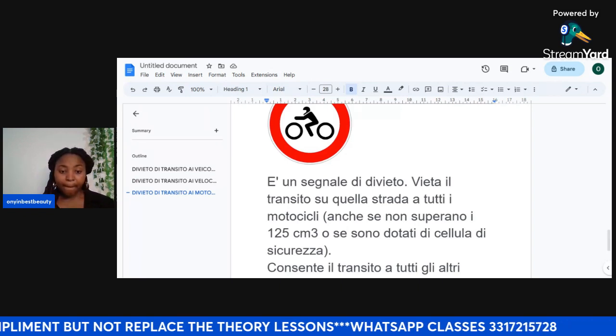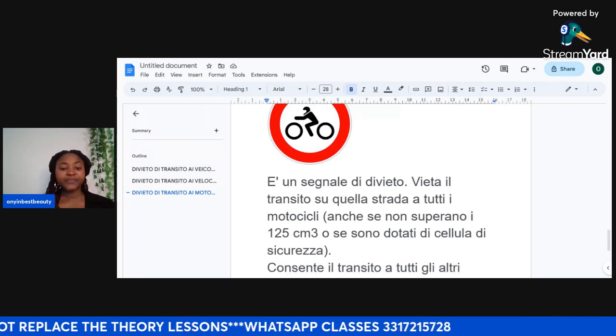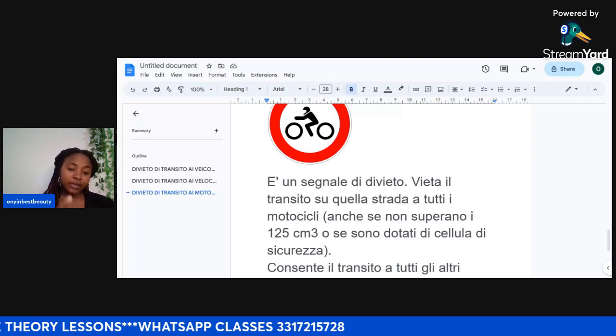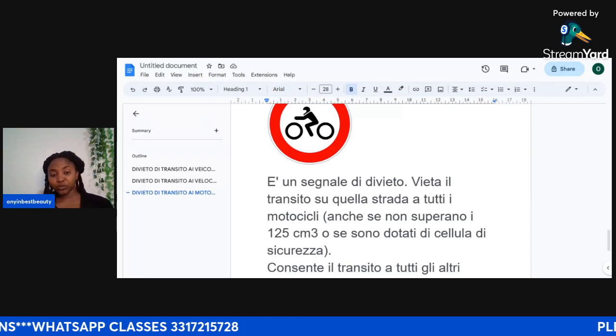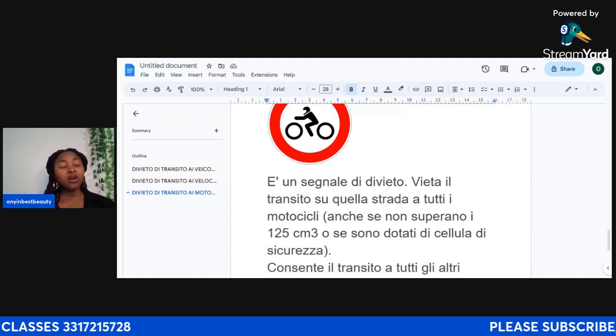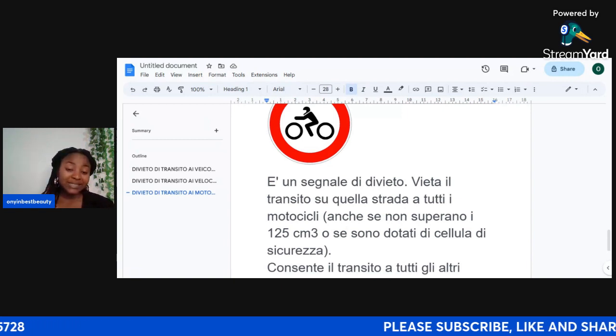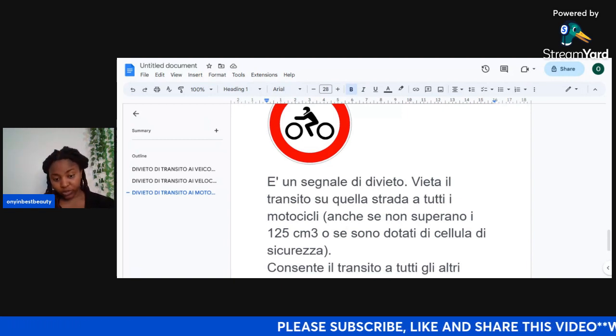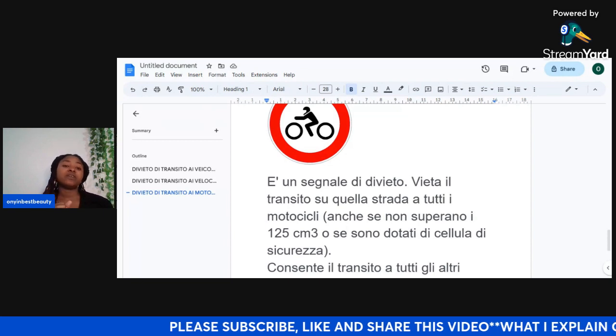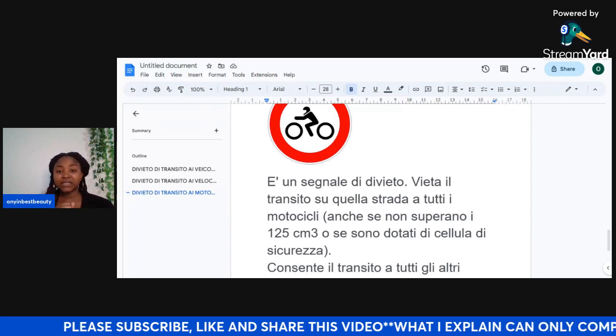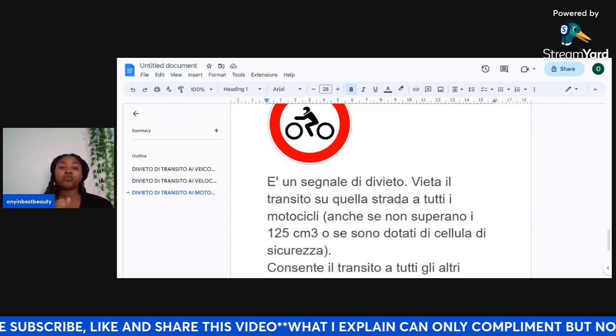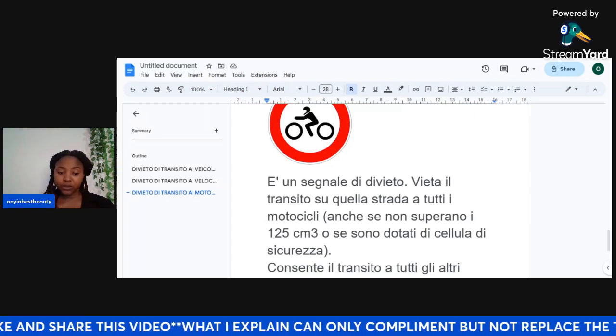Let me come again. This is segnale di divieto. This one is referring to only motorcycles, okay? Not bicycles, motorcycles only. Now, all types of motorcycles, it forbids them from entering this road. Even if your power does not pass 125 centimeters, even if you have a safety measure, okay, you must not enter this particular place.